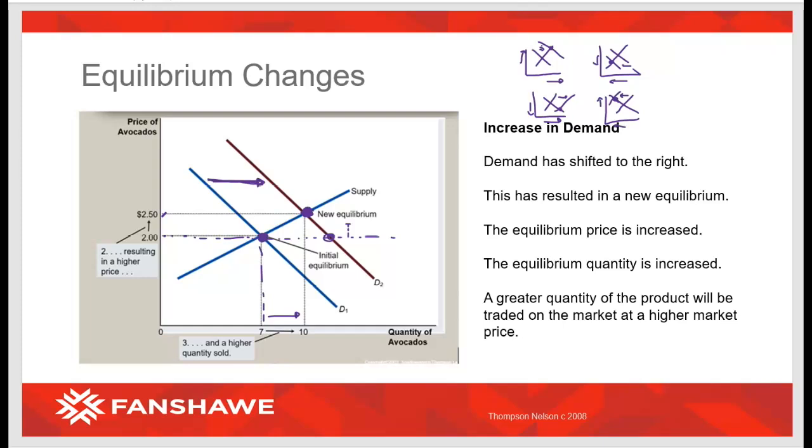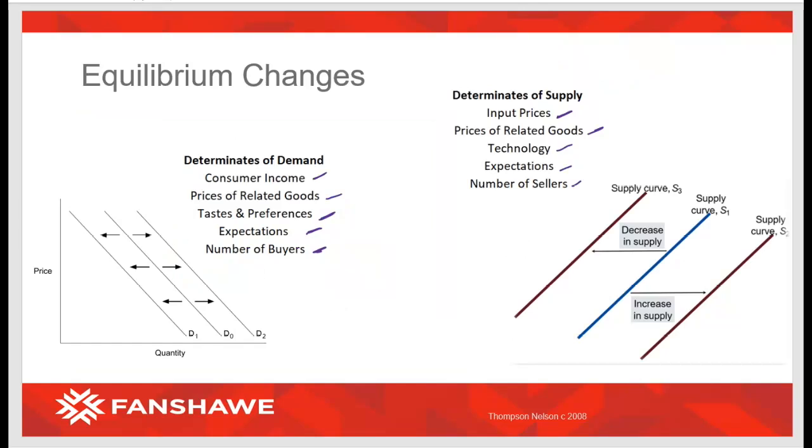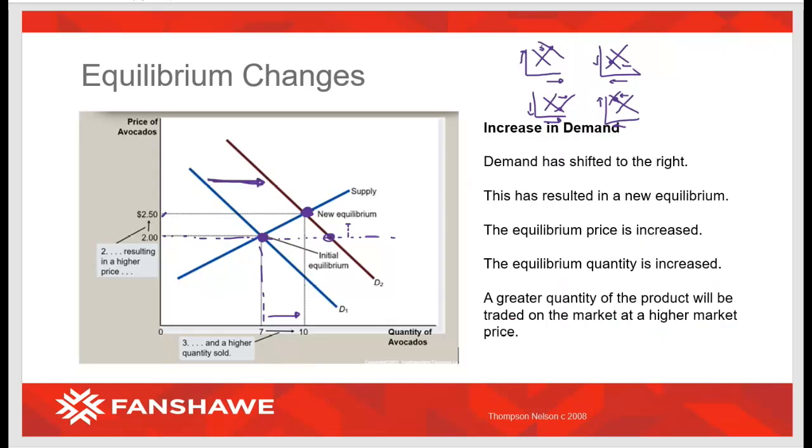So the market is always adjusting as these things change. The equilibrium point, equilibrium price and equilibrium quantity, is changing along with it. And that's the key to understanding supply and demand.